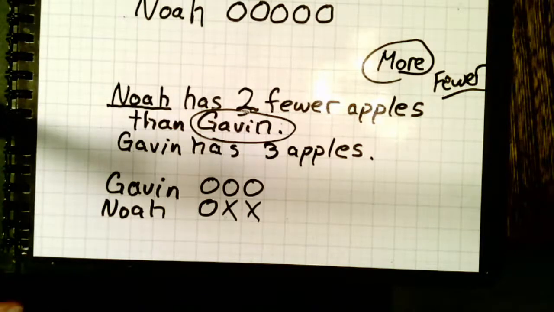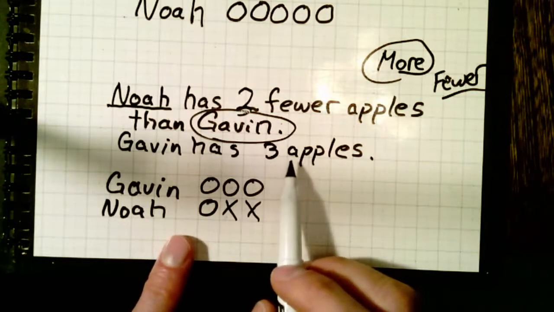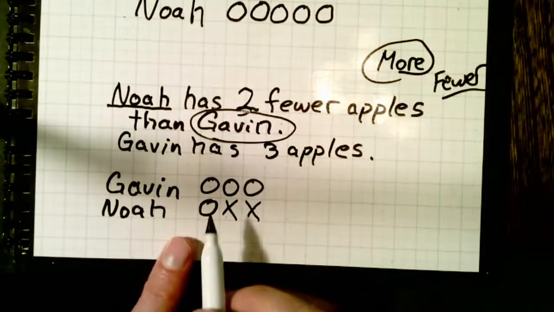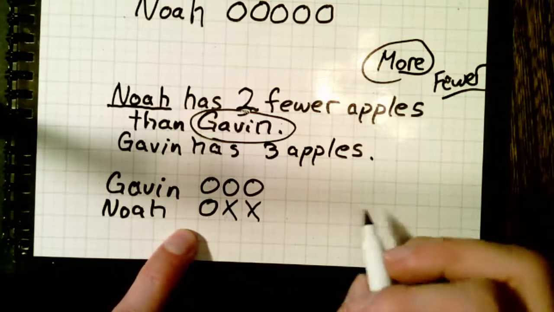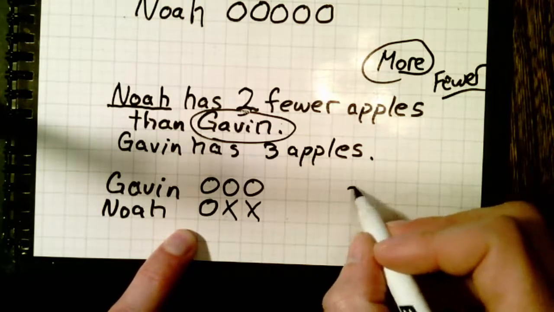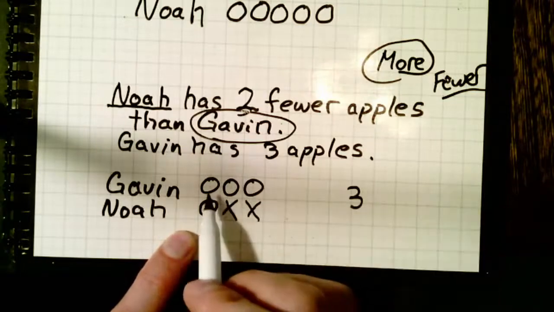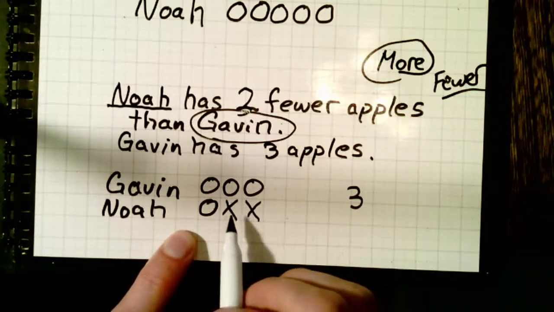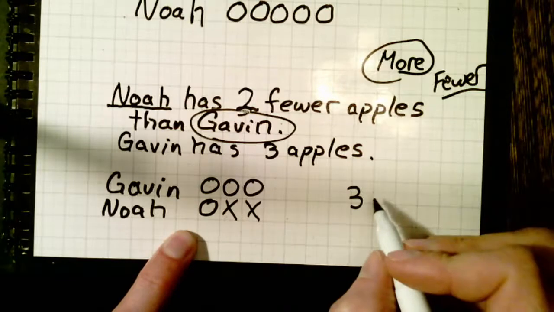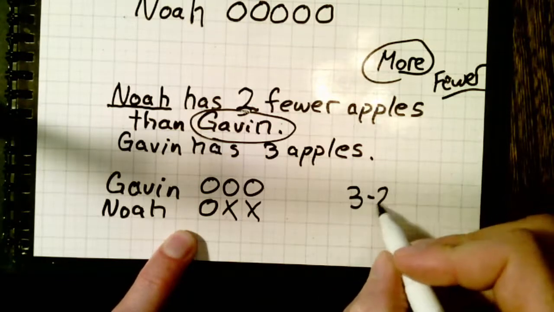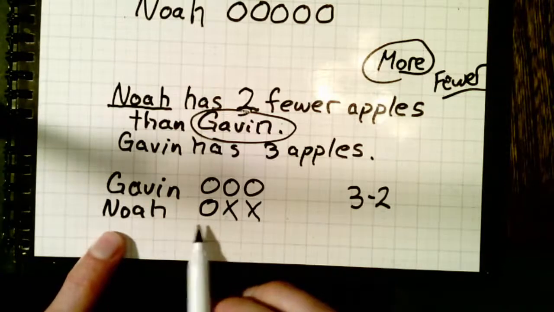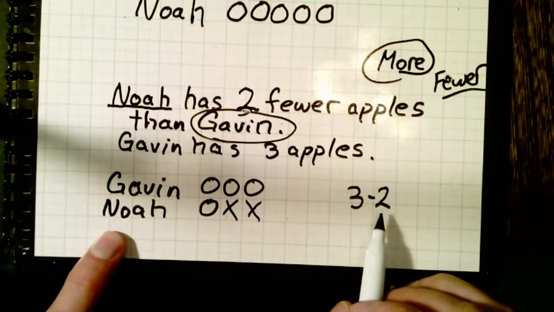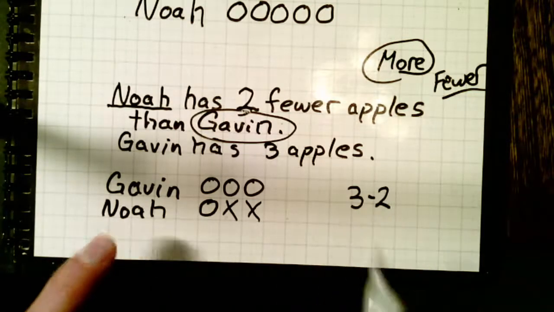I'm glad I'm getting the same answer as you. Now, in this problem, I want you to notice something. The number of apples that Noah had was, we took Gavin's apples and did 2 less. We took away 2. So 3 minus 2 is how many apples Noah has. He has 2 less than 3.